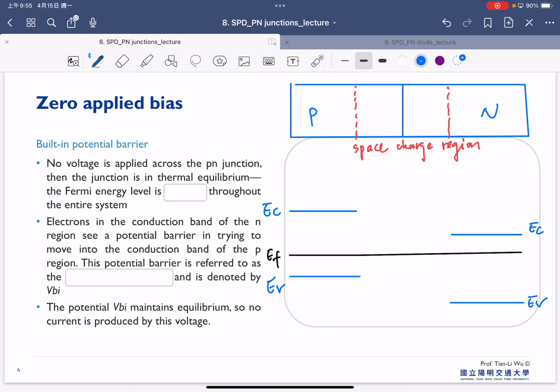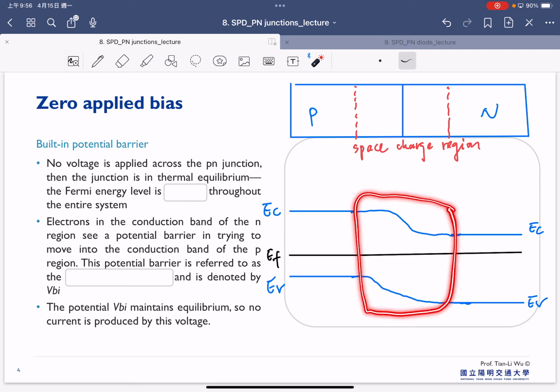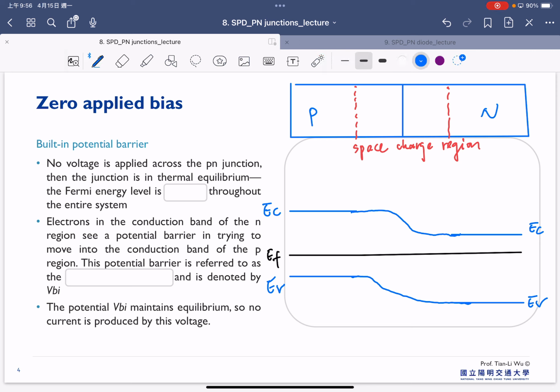That's enough. The key right now is to draw the band diagram inside the space charge region, which is very simple because this is in the same whole system. All the bands, whether the conduction band or the valence band, should be continuous. So we just simply connect them. That's enough. So that's the band diagram inside our space charge region, our depletion region. What we can see from this band diagram is that inside the depletion region, we actually have this band bending.